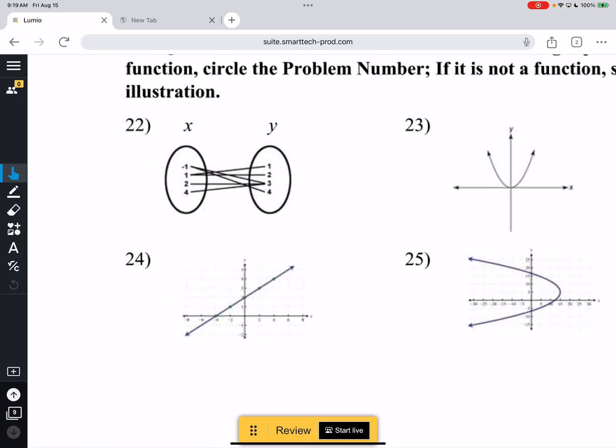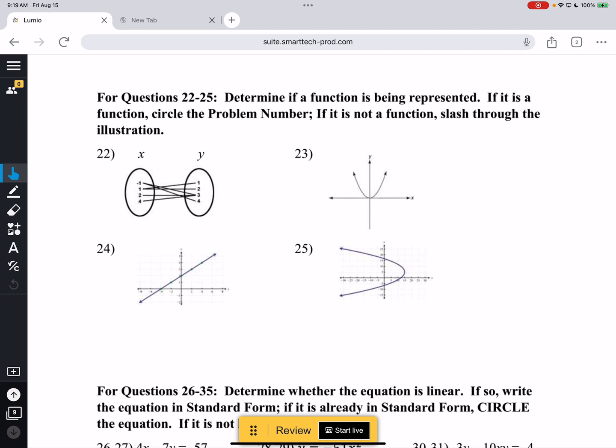All right, looking at the last page, determining if it's a function, look at 24. Does the X value repeat anywhere? Or does it make just a straight old line? It makes a straight line. It tells you in the directions, if it is a function, circle the problem number. That's all you had to do for that one. Then, if it's not a function, you're going to slash through the drawing. So, 25, is 25 a function? No, because you could sit here and draw straight lines through the points all day long.